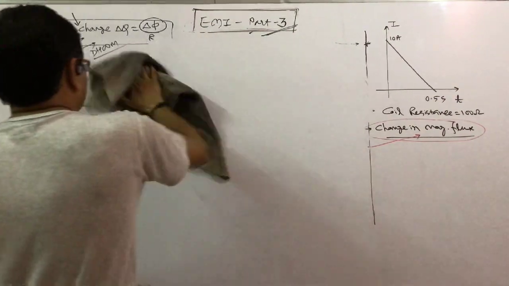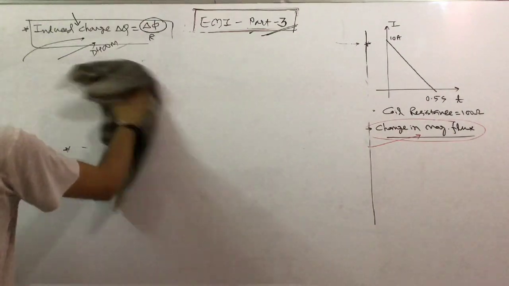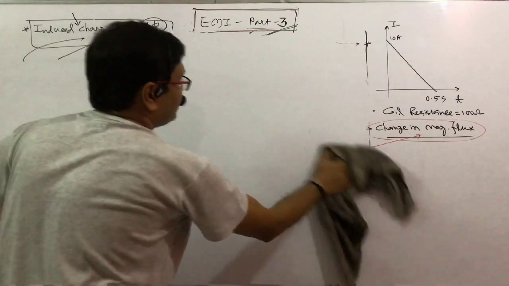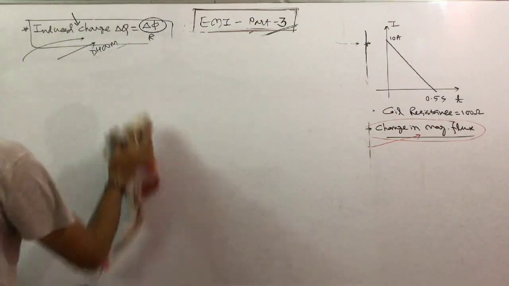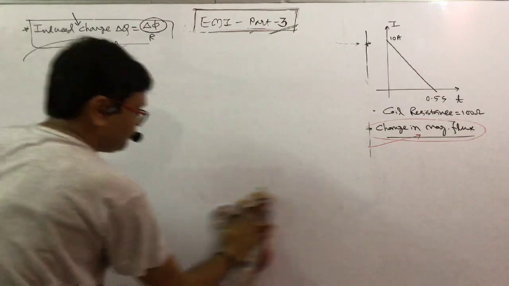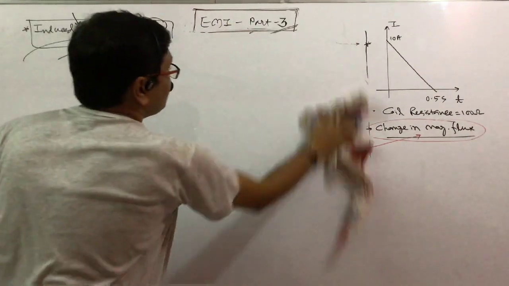Just concentration required. So there is a graph. You can see the graph of current versus time. This graph is very important for us. Now what is your target? Your target is to find the change in magnetic flux associated with the coil.